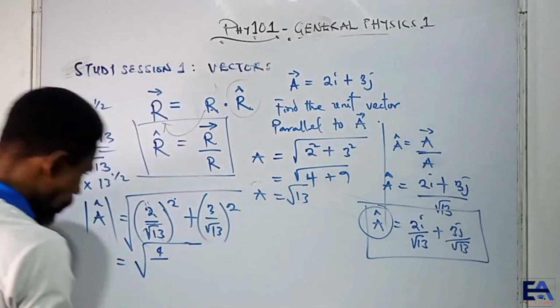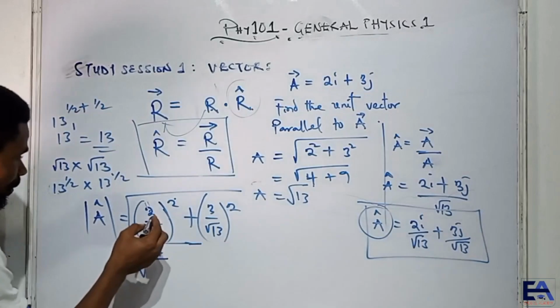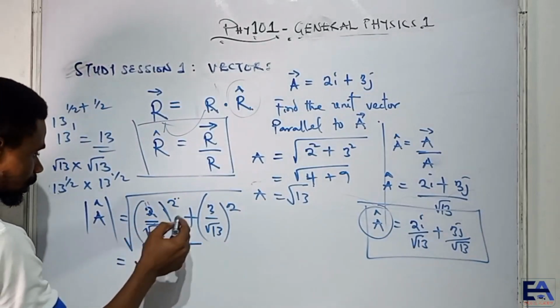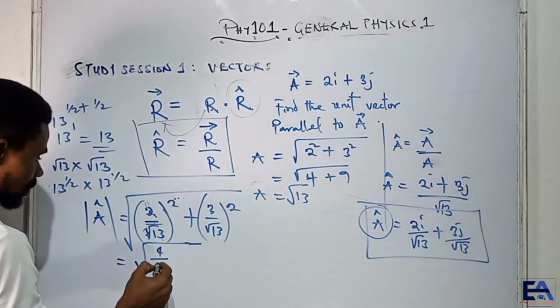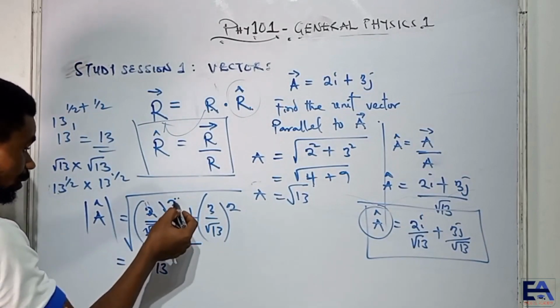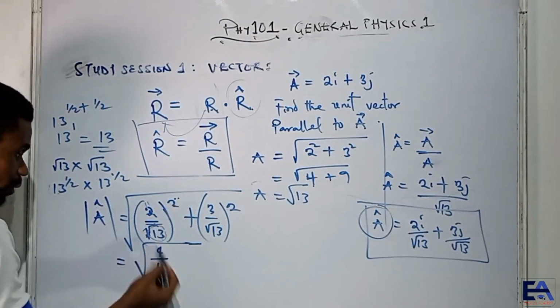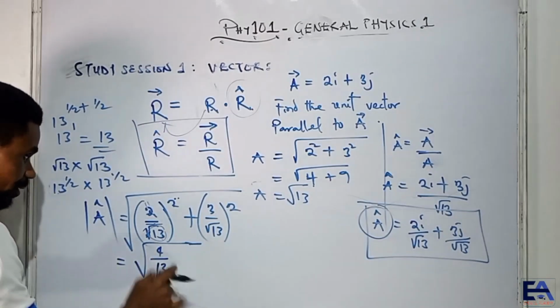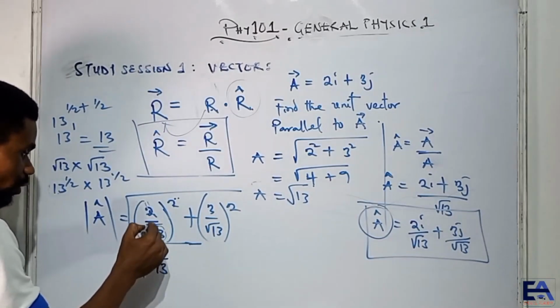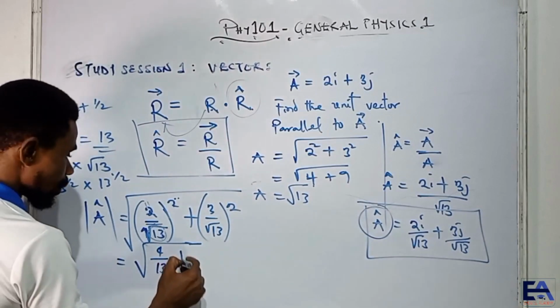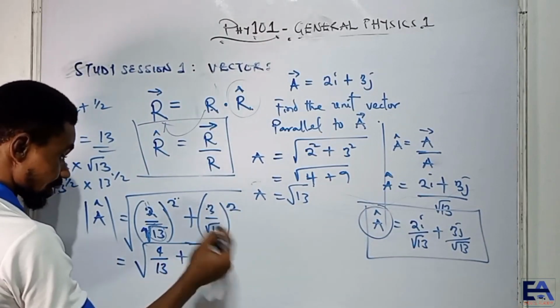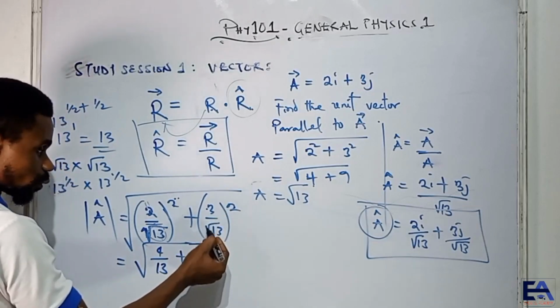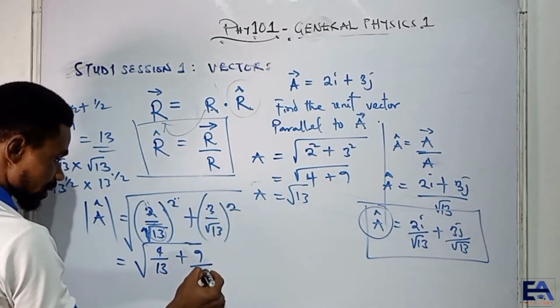So let's come back home. By the time you have this, 2 squared is 4, 2 squared is 4, then the square root of this will be 13. So it means the square of the square root is the number under it. Just know it like that. The square of the square root will give you the number under it as a result. Then we have the square of 3 is 9, that's 3 times 3, 9. Then the square of root 13 will give you ordinary 13.